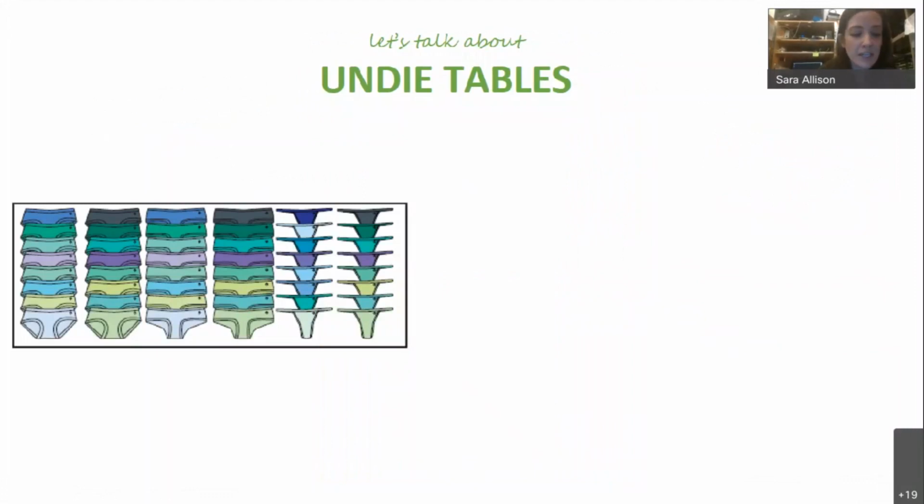Okay, so some other key presentations that we would want to protect at all times are our undie tables. One of the easiest things to do for undie tables is simply to eliminate a row, right? And just spread out your rows across if you're unable to support all of the rows.